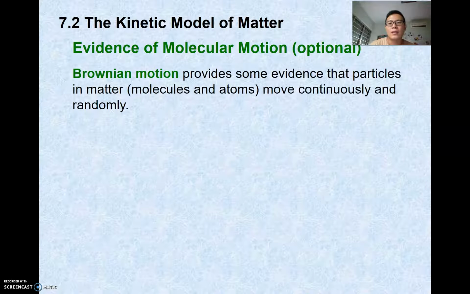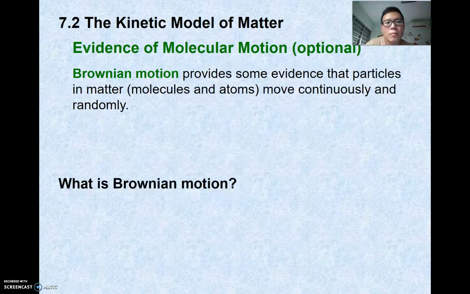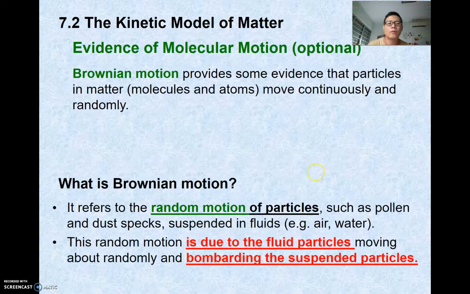Now, the new thing that we have here in particular is Brownian motion. What is Brownian motion? Brownian motion actually refers to the observed behavior of certain particles and how it has been theorized, and how the explanation leads to the discovery of air molecules or small particles moving randomly in the environment.